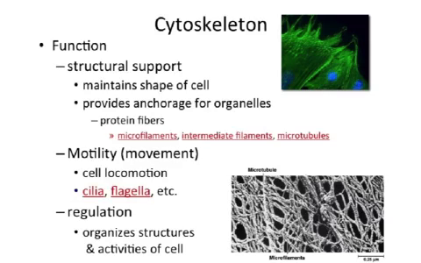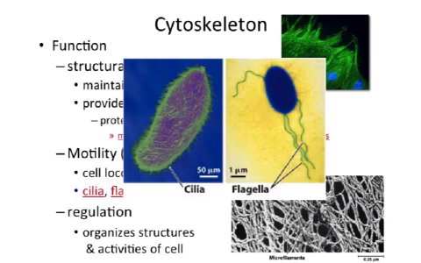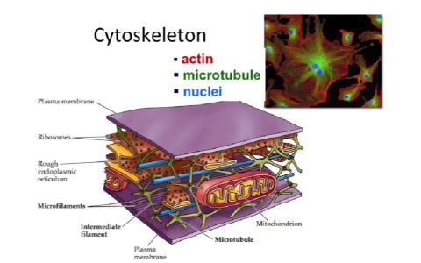You have three main components of your cytoskeleton. There are microfilaments, intermediate filaments, and microtubules. They are all just different types of protein fibers. Your cytoskeleton actually helps to comprise cilia and flagella. Remember, cilia kind of look like little hairs, and flagella look like little tails, but they're actually comprised mostly of cytoskeleton.